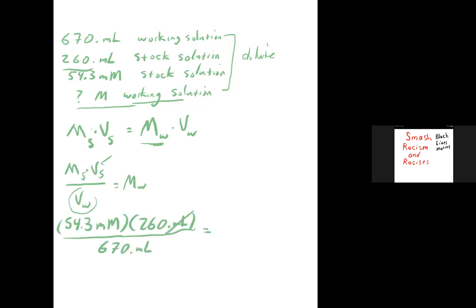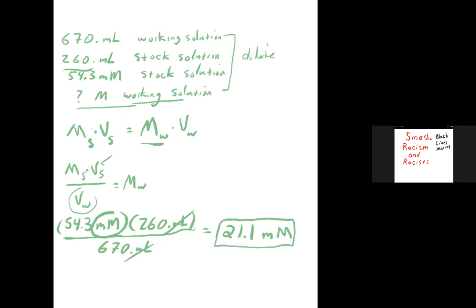And then you can kind of check yourself. If it goes up, that doesn't make sense. The stock solution can't get more concentrated by adding water. It's got to get less concentrated. So if your answer is greater than 54.3 at the end, then there's a problem with that. Okay. So 54.3 times 260 divided by 670, and you get, was that 21? 21.1, and then that's millimolar. So there's your concentration of your working solution.